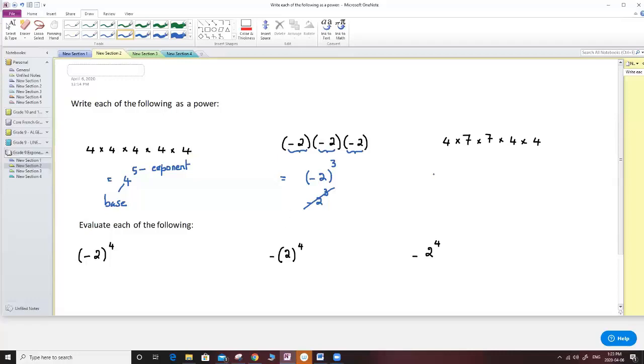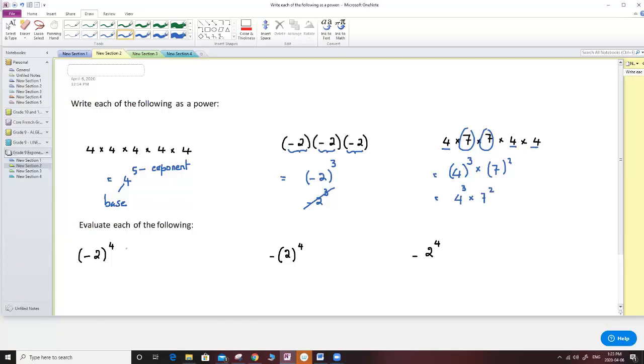Now here I have to be careful that I have the 4. It's multiplied by itself 3 times. So I take the 4 to the power of 3 times. Here the 7 is multiplied by itself 2 times. So 7 to the power of 2. You can write it this way, or you can write it simply this way because there is no sign, positive or negative. It's positive actually. So 4 to the power of 3 times 7 to the power of 2.